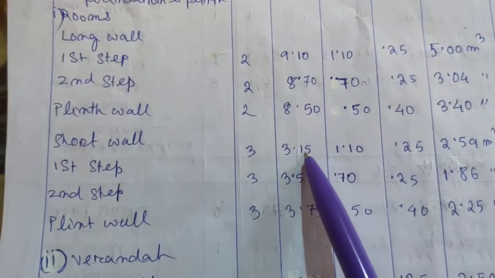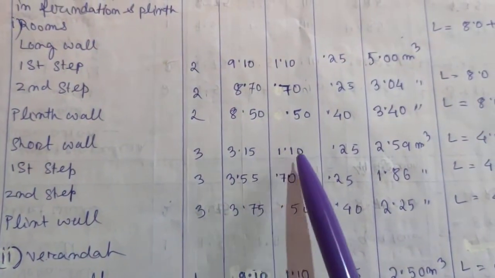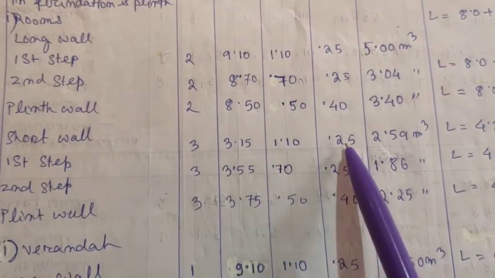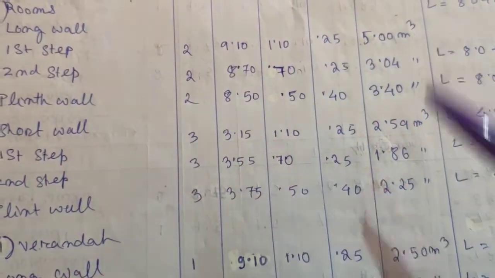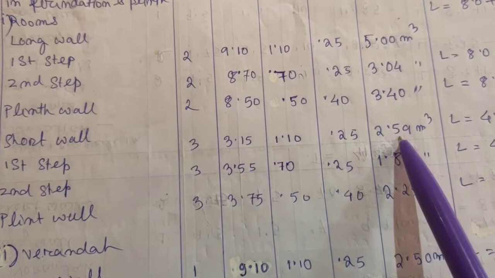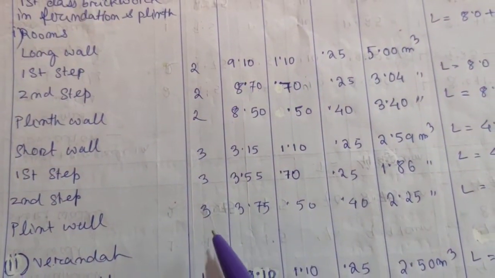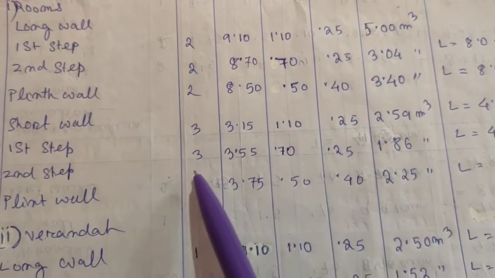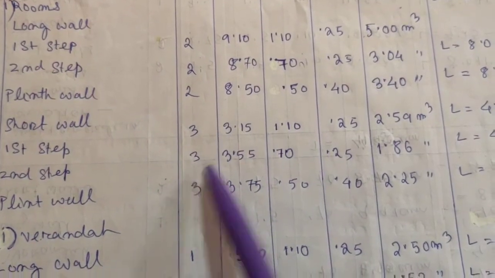So under the length column we will write 3.15 meter. Breadth is again 1.1 and height is 0.25, just like this. So number into length into breadth into height is 2.59 meter cube. This is the quantity. So for the second step, again the number of short walls is 3.